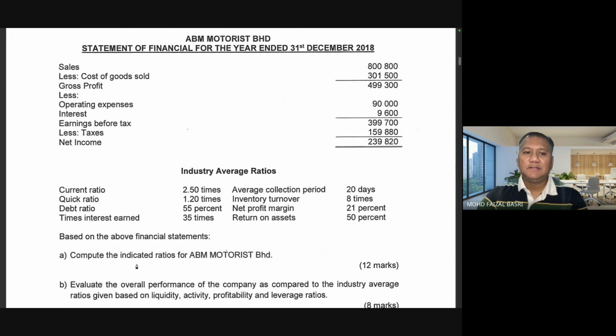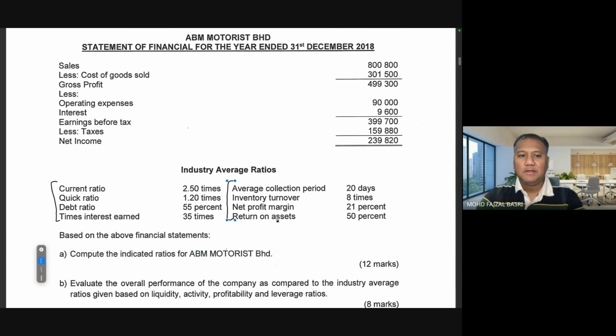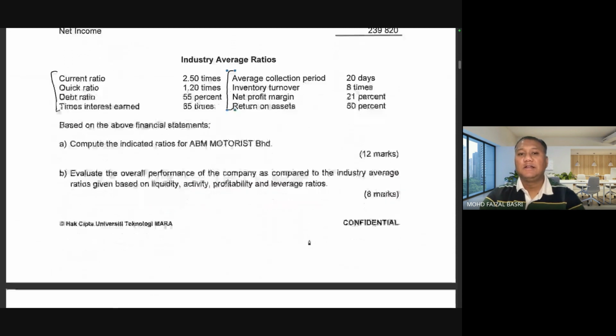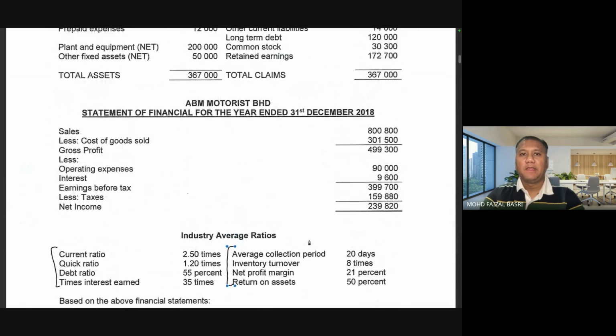Okay, so the question asks us to compute the indicated ratios. Okay, the ratios are here. There are 8 ratios, so we have to calculate all 8 ratios and we need to evaluate. Remember, in financial ratio there are 2 elements. Number 1 is the calculation part, the computation, the analysis. Number 2 is your evaluation. So 20 marks from financial ratio alone. Okay, number 2 we are not looking at yet.